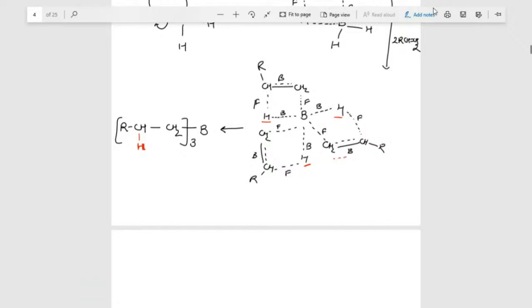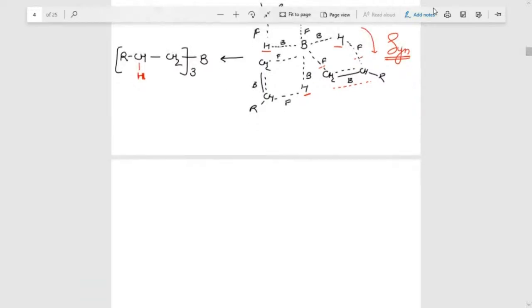Okay, with respect to the double bond, you can see the boron and H both have to come from the same side. So it is a syn addition reaction. B2H6 cannot form this four-membered cycle from opposite sides. It has to come from the same side. So it is a syn addition reaction.